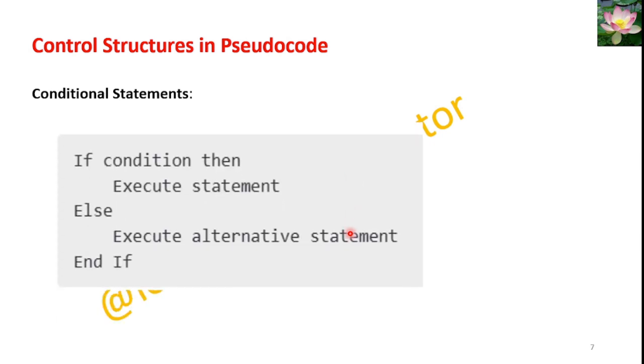Let us look at the control structures in pseudocode. What is a control structure? There are 2 types of control structures. One is conditional statements, another one is loops. Let us take the conditional statements control structure, that is if, else, and end if.